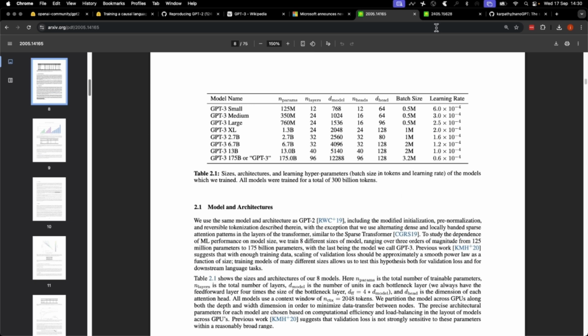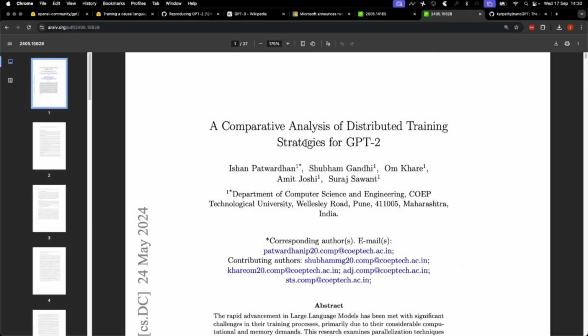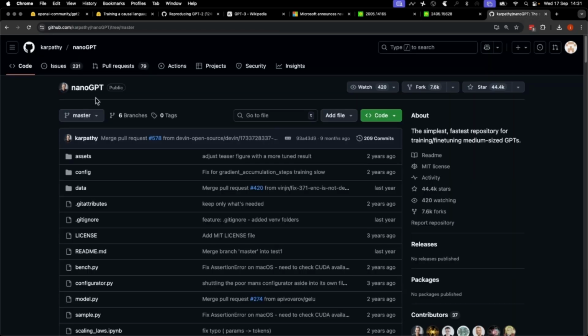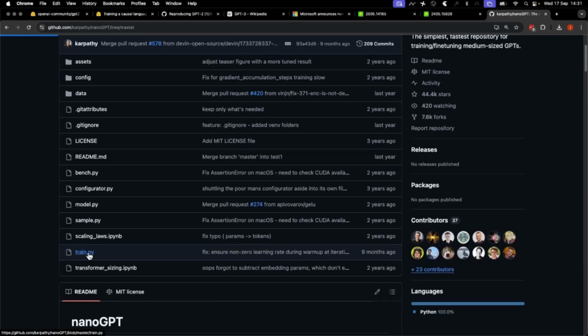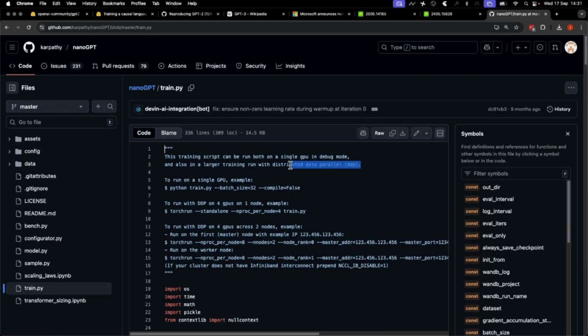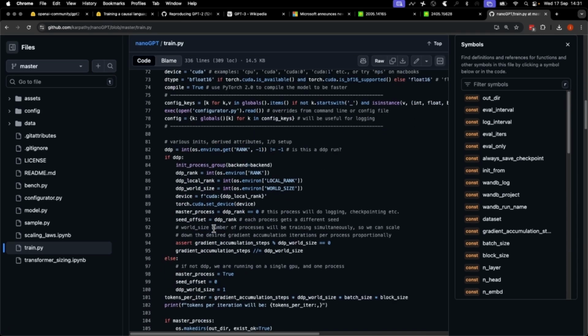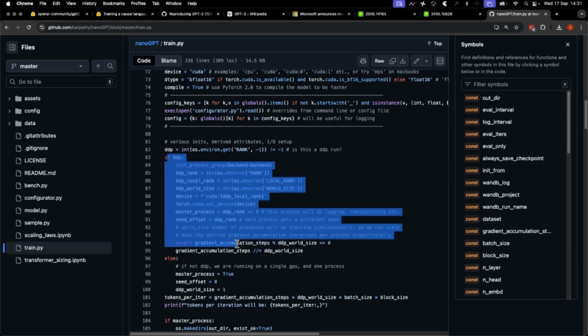As a result, we can also see lots of effort, especially research-wise, focused on distributed training strategies. Something to highlight is fully sharded data parallelism and distributed data parallel frameworks. In fact, if we look at Andrej's other repository, nanoGPT, in his training script he used distributed data parallel. I believe the configuration is just over here.